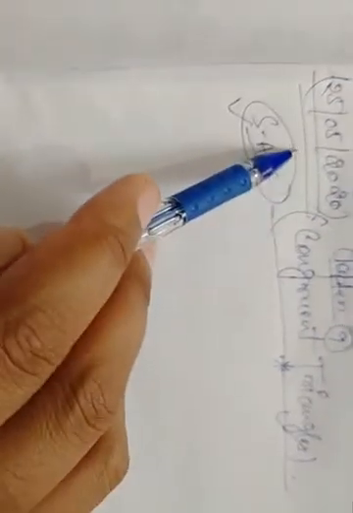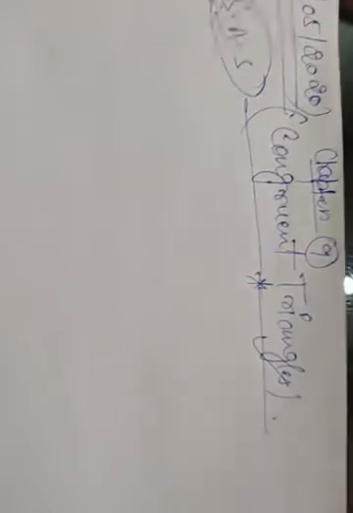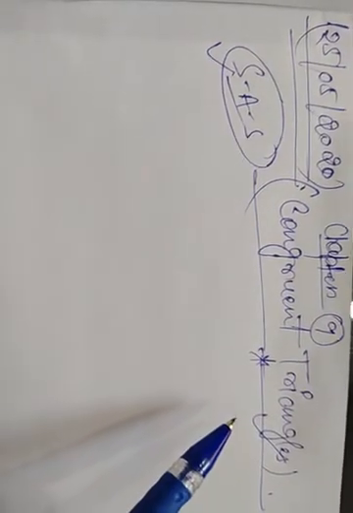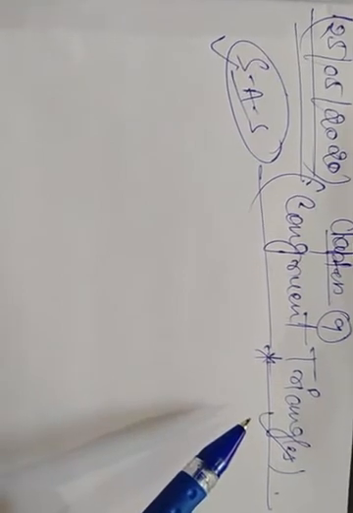According to this theorem, two triangles are congruent if two sides and the included angle of one are equal to the corresponding sides and the included angle of the other triangle. So we discussed the side angle side congruence criteria in the previous class.